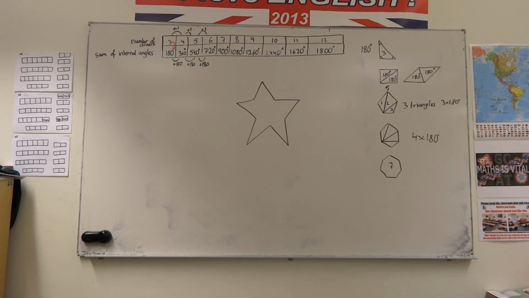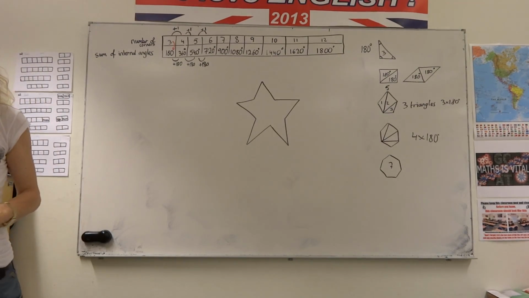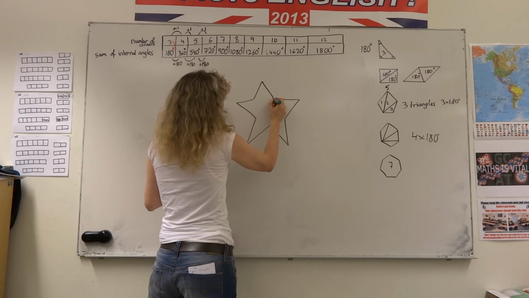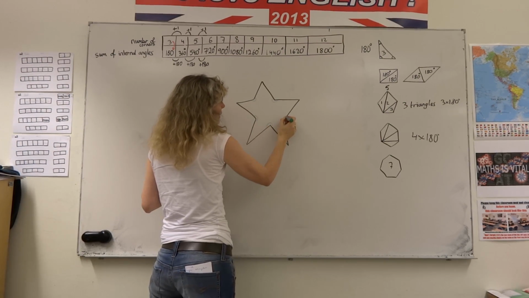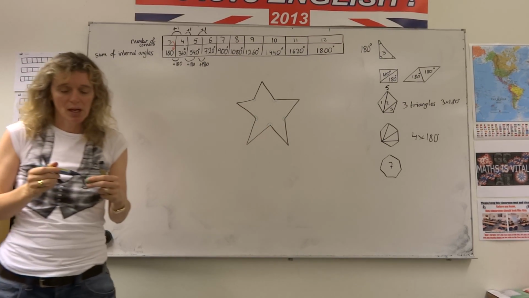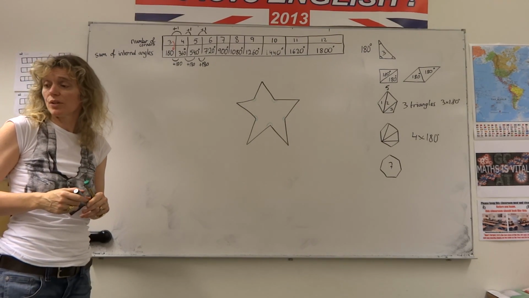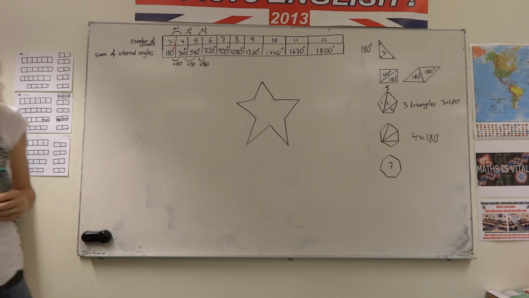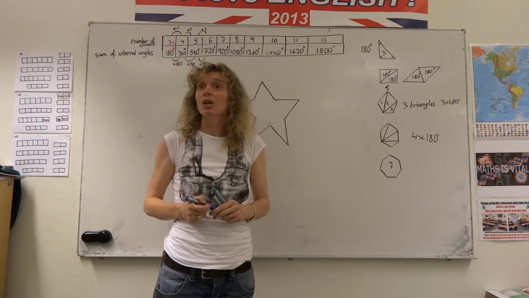Now we've got another question where they're asking you to work out the sum of the internal angles of a star shape. So they mean this angle, and that angle, and that angle, and that angle, and that angle. And how can we do that easily? Well, we can split it up into two different sorts of shapes. Let's split it up into triangles and pentagons, because they're shapes we're pretty good with.